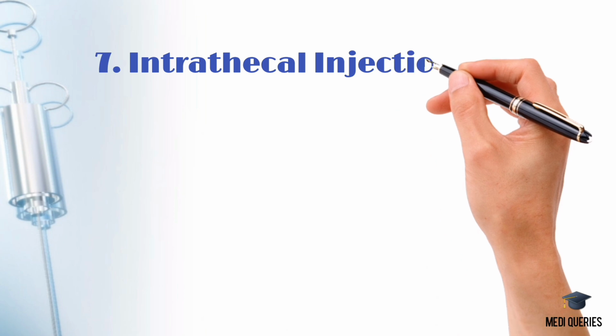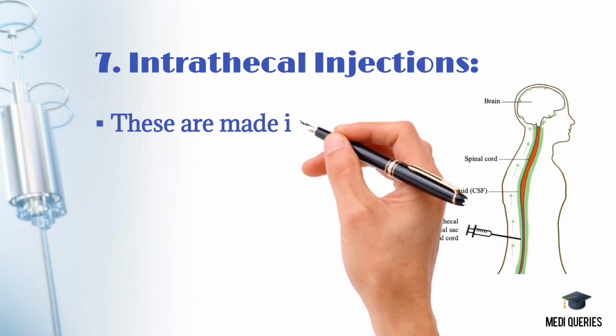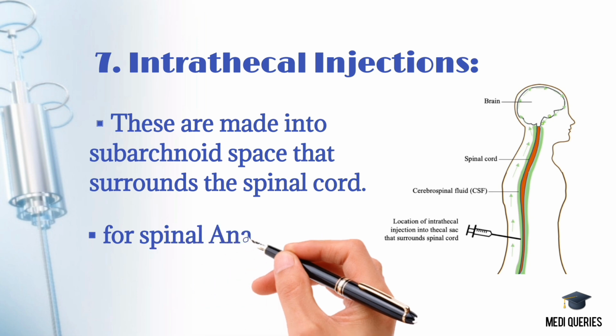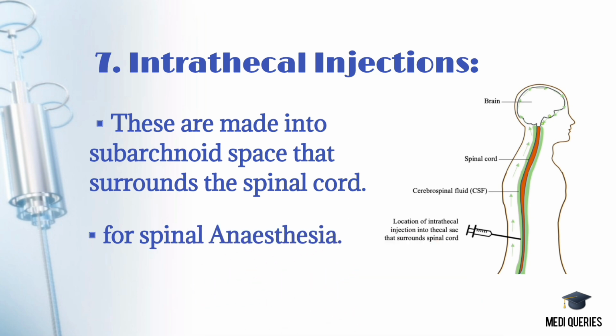And next one is intrathecal injections. These are made into the subarachnoid space that surrounds the spinal cord. This route is used for giving spinal anesthesia.